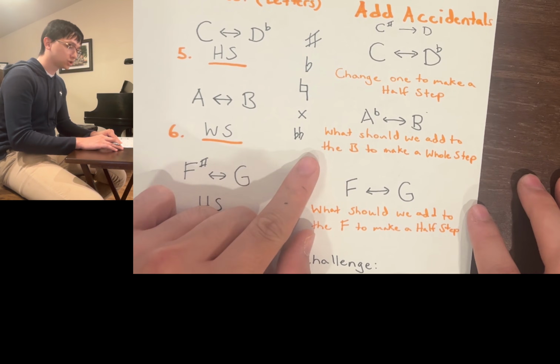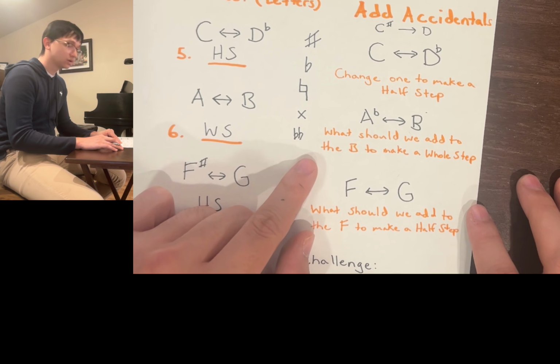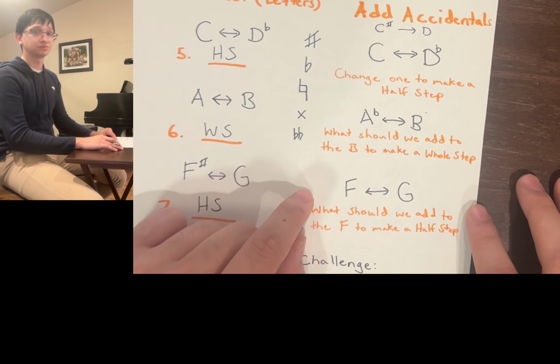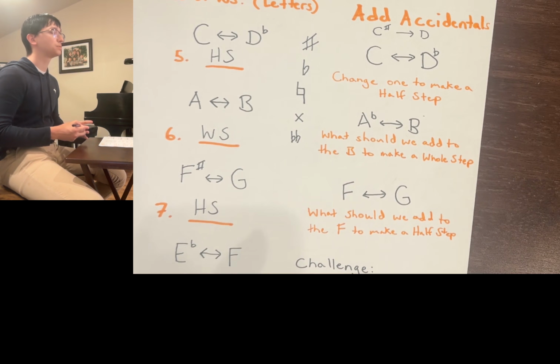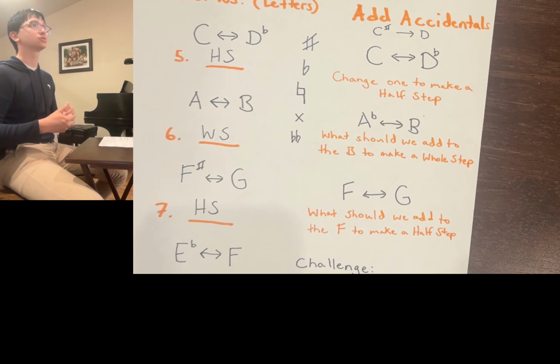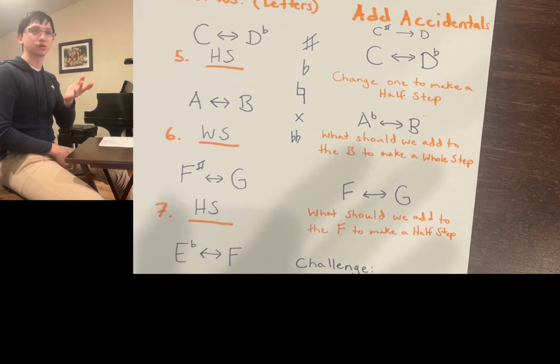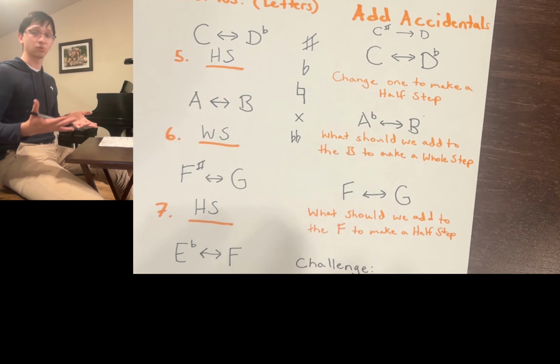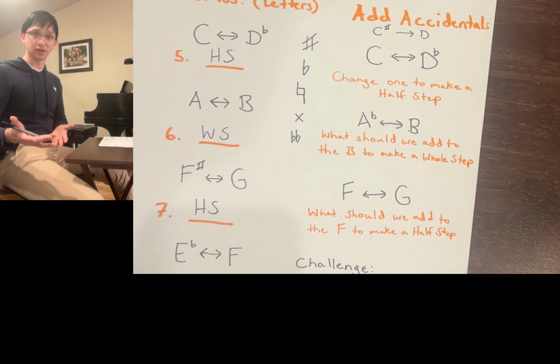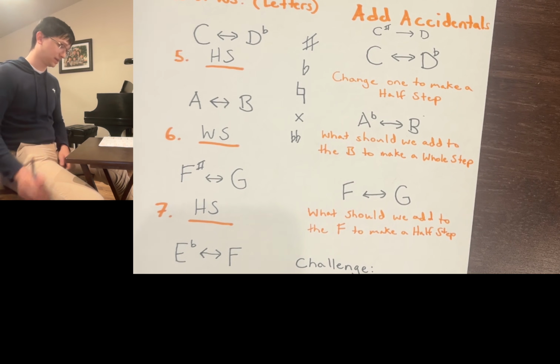For the next one, what should we add to the B to make a whole step? That's actually a very, very good question. So again, one of the things that you can keep in mind with whole steps is you're trying to get it so that there's a skip over one note. And then oftentimes with whole steps, if one of them doesn't have anything, the other one most of the time will also not have anything. The only exception, again, is E to F and then B to C.